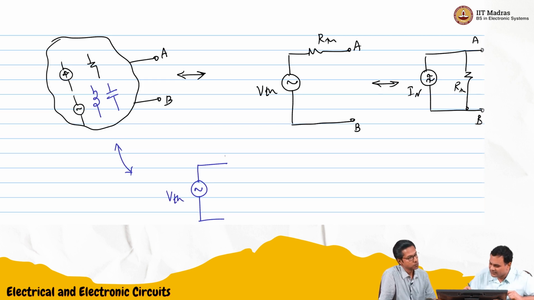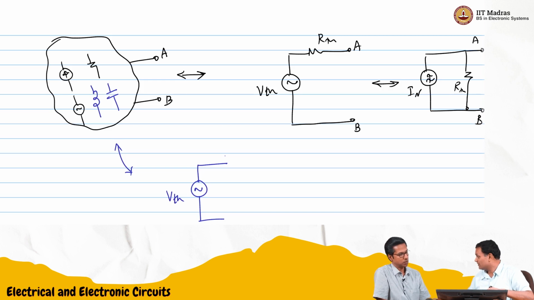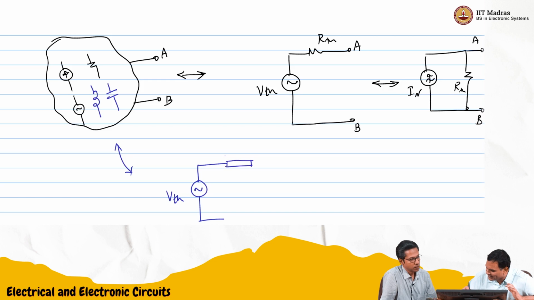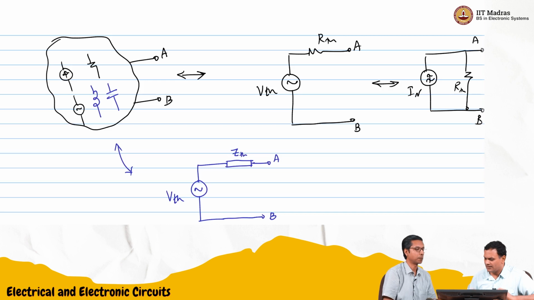So we will say V Thevenin in series with R, L and C, so some impedance. We'll just call it some impedance like this, across A and B. We'll just call it Z Thevenin. And again, we can have the Norton equivalent of that as well.